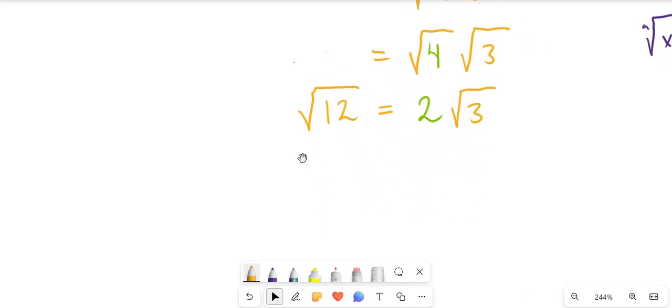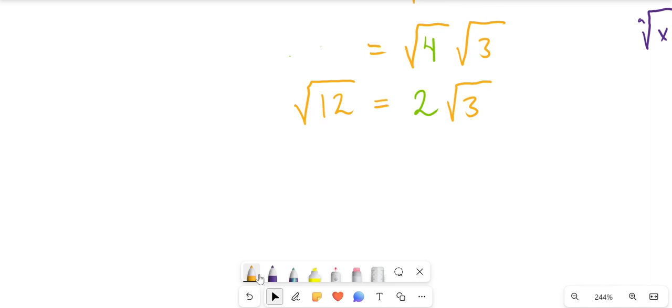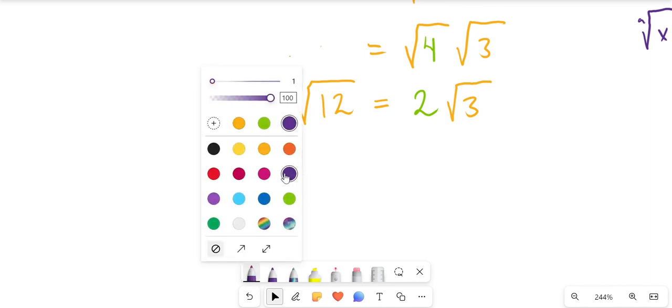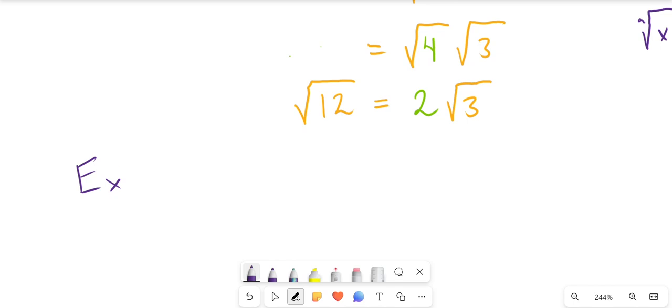So in general, this works for all different kinds of radicals. Let's look at another example. What is the cube root of 81?